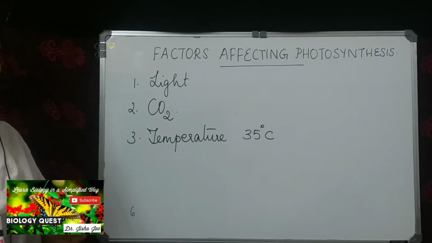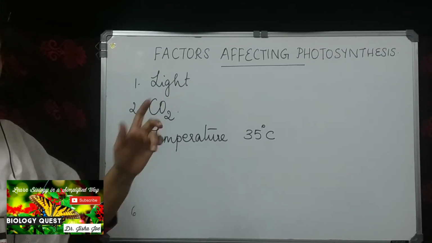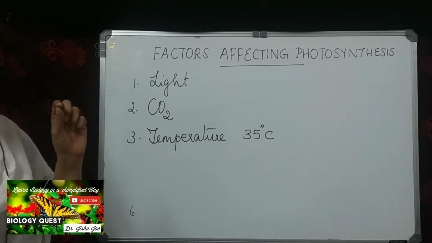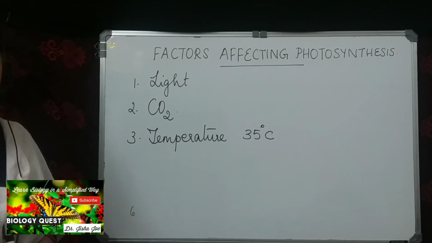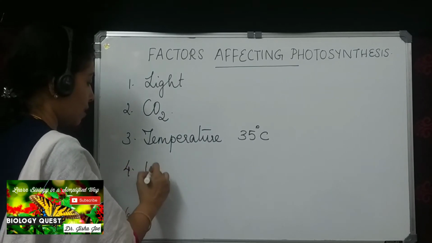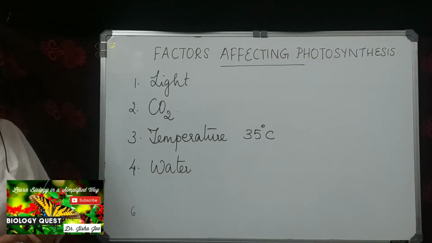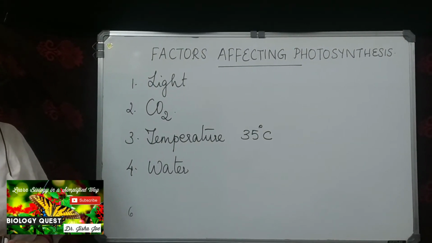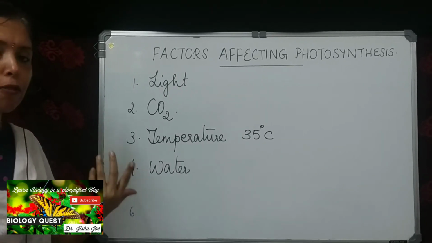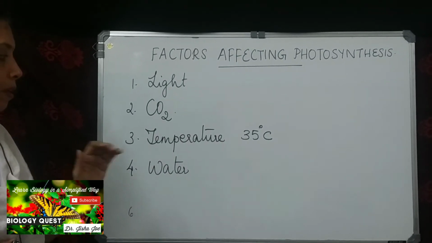So what is the optimum temperature for photosynthesis? 35 degrees Celsius. And up to 35 degrees Celsius, a rise of every 10 degrees Celsius will double the rate of photosynthesis. The next factor is water content. Water is also an important raw material for photosynthesis. So if there's a scarcity of water in the soil, naturally the plant will not be able to absorb water. So there will be a scarcity of water in the plant.